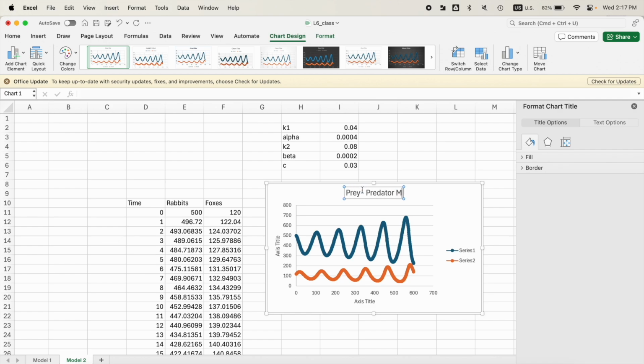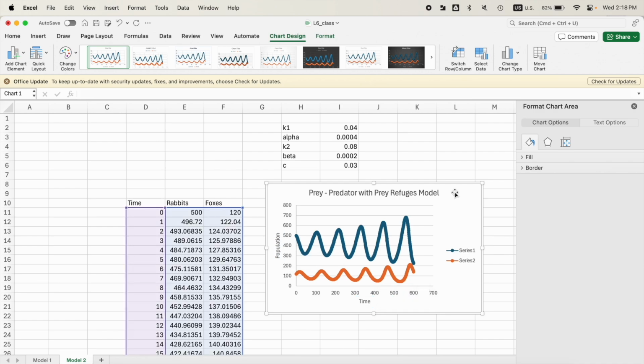Predator in the Refuge model. The title on the x-axis, I changed that to time. And the y-axis title is population in general.